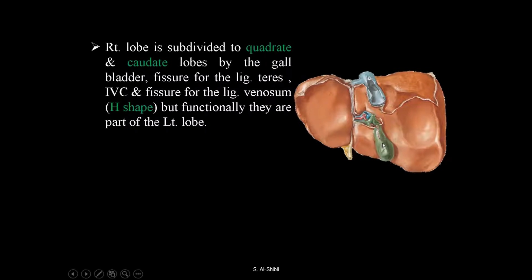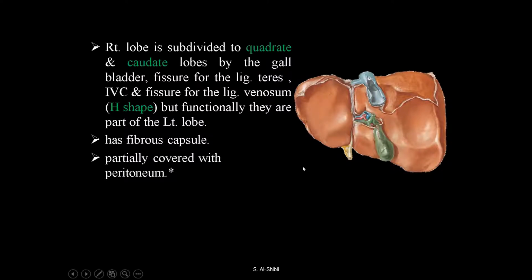So the H shape is an important landmark on the visceral surface of the liver. And the liver is encapsulated by a fibrous capsule, okay? It is partially covered with peritoneum.